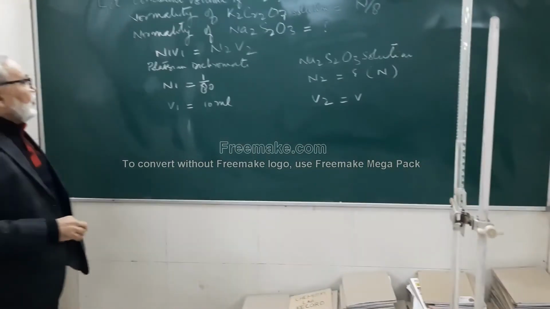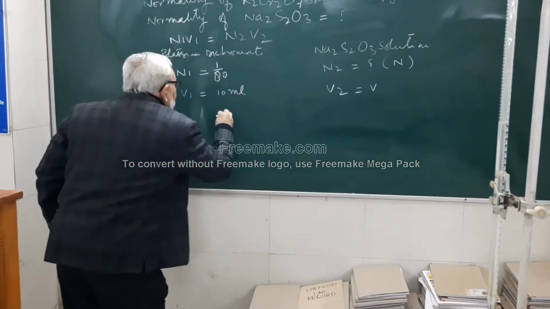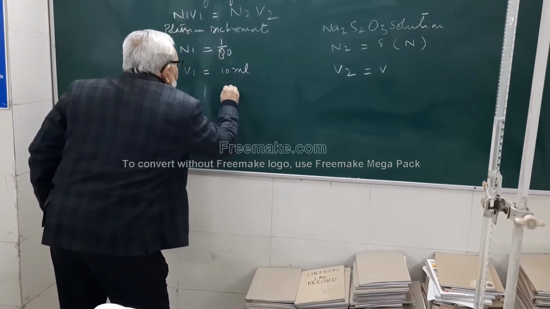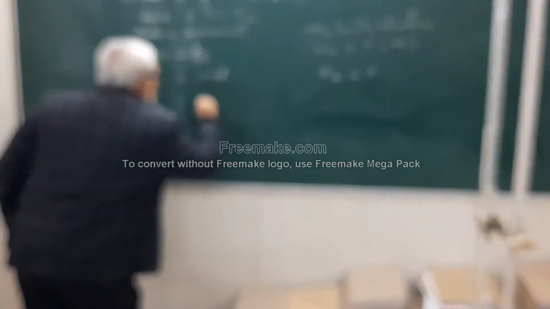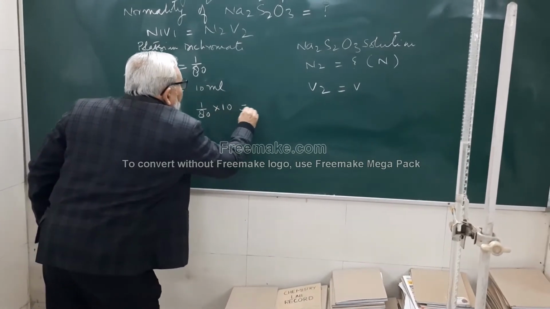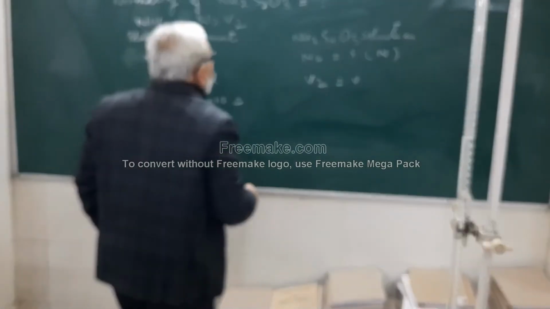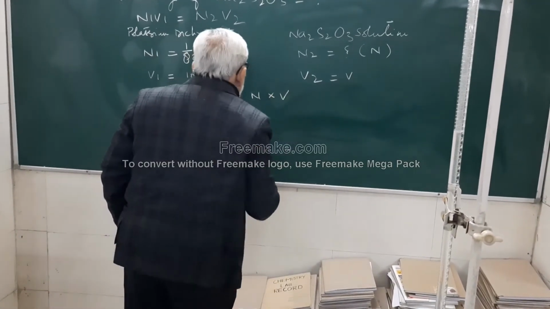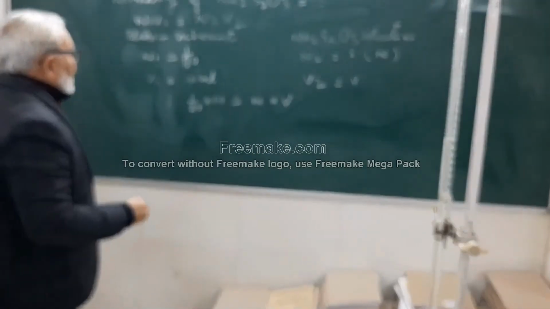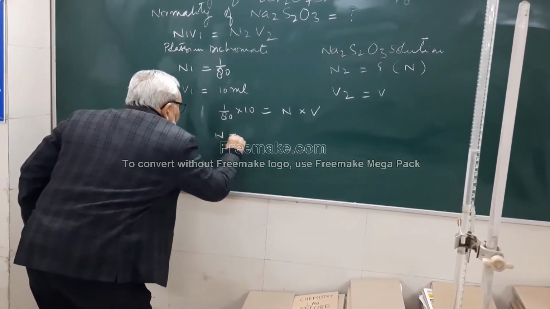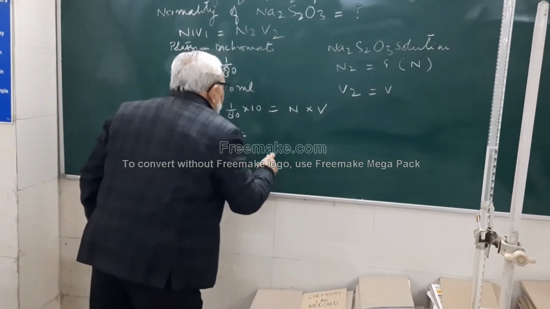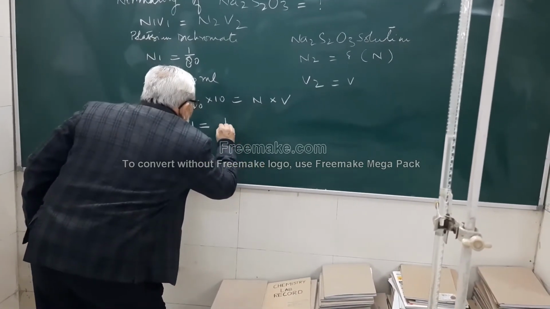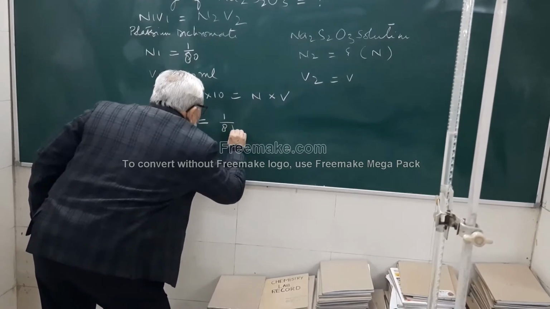So, according to the equation, 1/80 into 10 equals N into V. So N will be equal to 1 upon 8V.